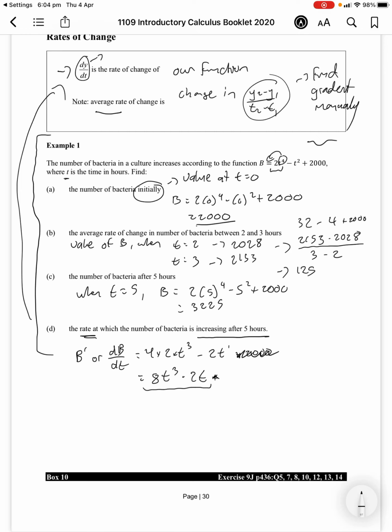So we want to find the rate of change that's increasing after 5 hours. And so we're going to sub t equals 5 into that first derivative that we've got going on right there, which gives us 990. So that's the rate of change at 5 hours. That is when it is increasing here.